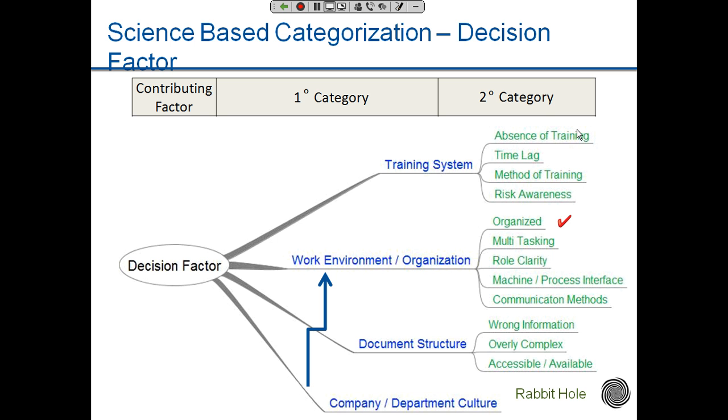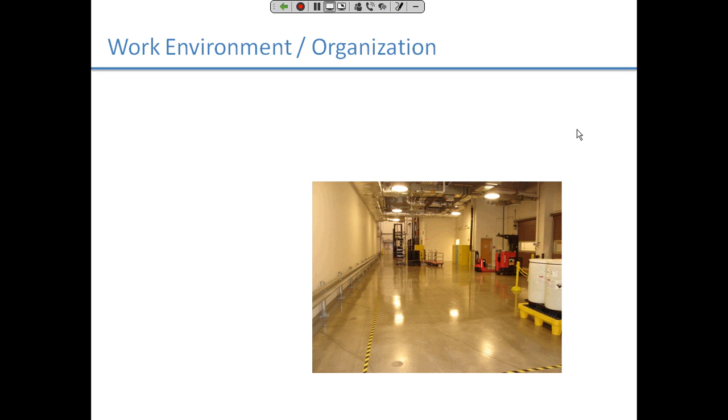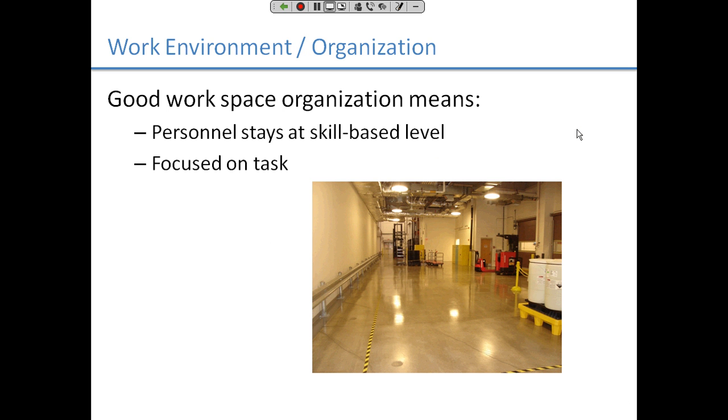What do we mean by organized? Take a look at this shipping area in a facility. You can get a sense straight away just by looking at the shine on the floor that we have a very well organized shipping area. What's the outcome of that? Well, it allows people to stay very focused on the task and very, very focused on getting the work done without a lot of distraction. And that's a huge advantage for us.